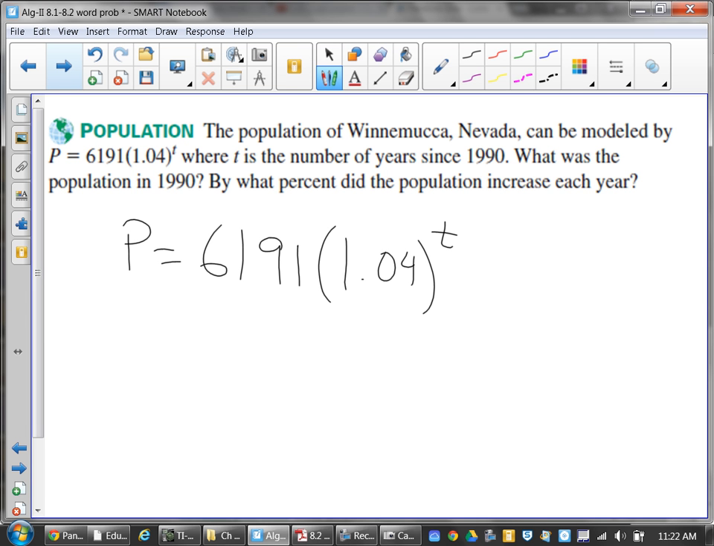So when you start, you have anything raised to the 0 power. What is anything raised to the 0 power? It's 1. Therefore, that means your initial is 6191. Does that make sense? Yes. Because if your t is 0, that's where you're starting. Your initial amount, your a value here, is 6191. In 1990, there were 6,191 people living there.